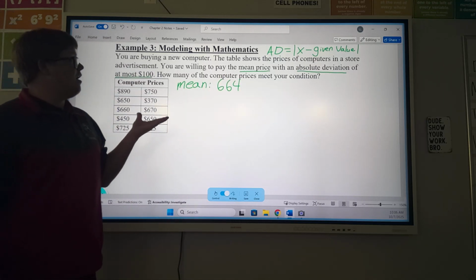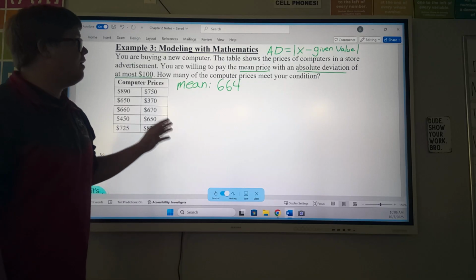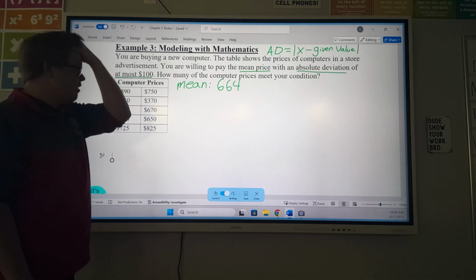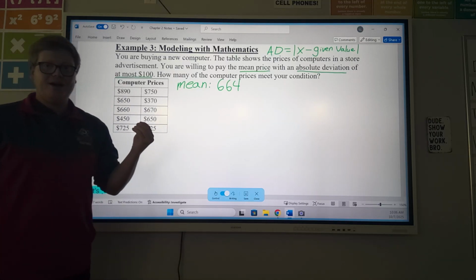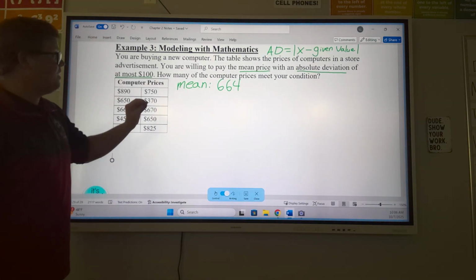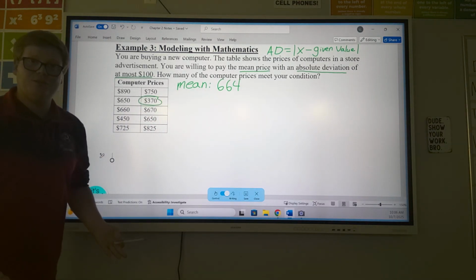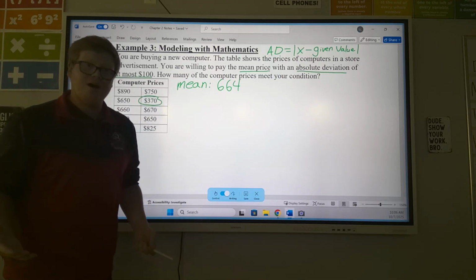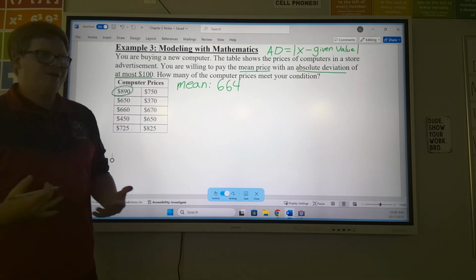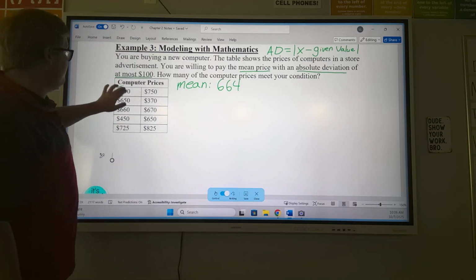Okay, so we know that our mean is 664, and we are willing to pay the mean price of 664. But we have that absolute deviation of at most $100. So what we are saying is we want to buy the average computer, right? Paying the average price. Basically what we said is we don't want to buy one of these $370 computers because maybe they're cheaply made or they don't have all the things that we want on it, right? But we also don't want to pay the highest price, which is $890, because sometimes when it's a certain brand name, it's priced a little bit higher, right? We want to buy a computer that's right in the middle.